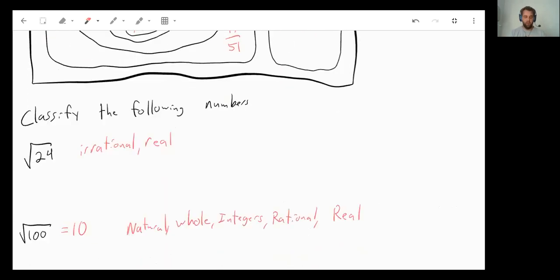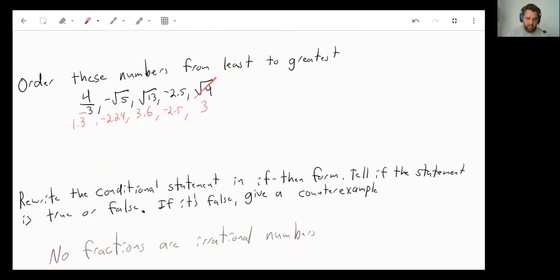So now coming back to our numbers here, we now just have to order these from least to greatest. So least would mean the largest negative value. So that would be our negative 2.5. Then be our negative 2.24. Then our 1.3 repeating, our 3, and then our 3.6.